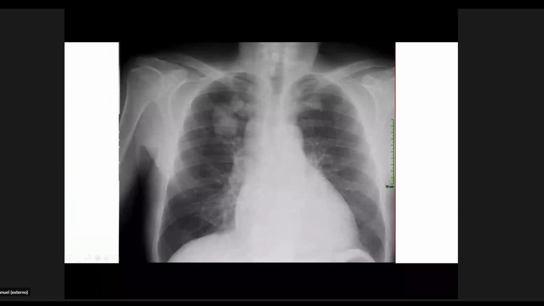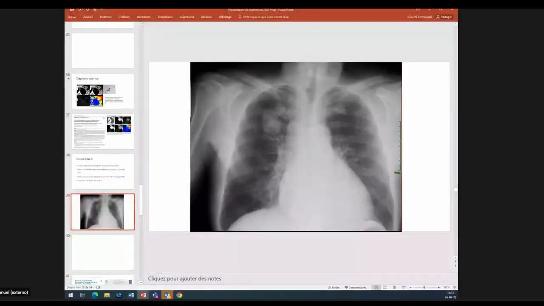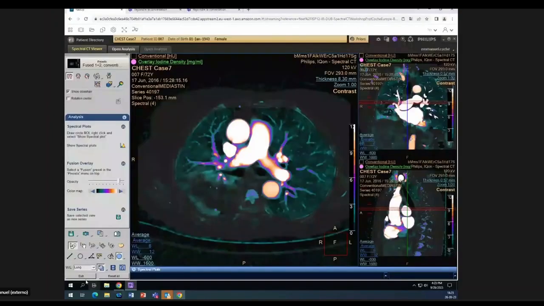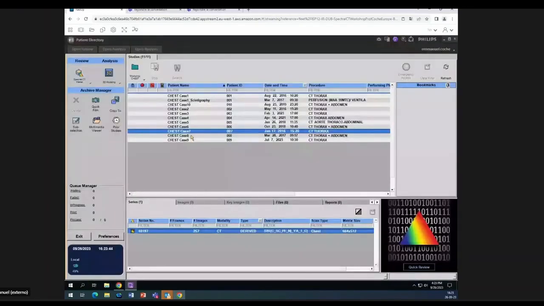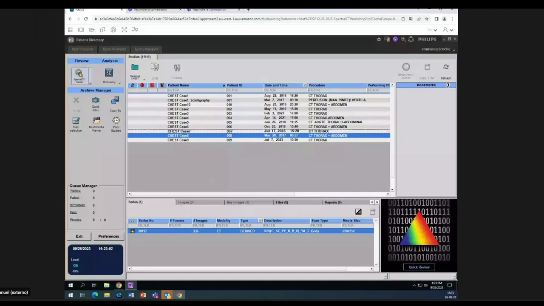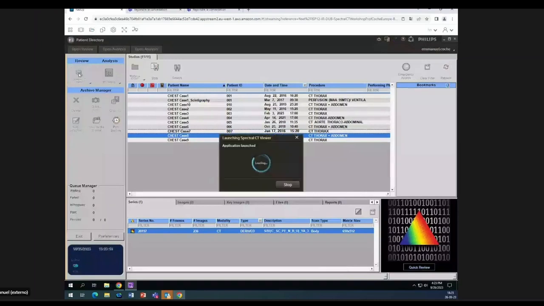So we did a CT scan, and I invite you to go to clinical case number 8. So we go to exit. We will select the clinical case number 8, and we can take this one. There is only one series, and we go to Spectral CT Viewer.